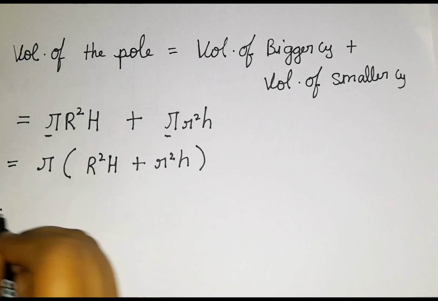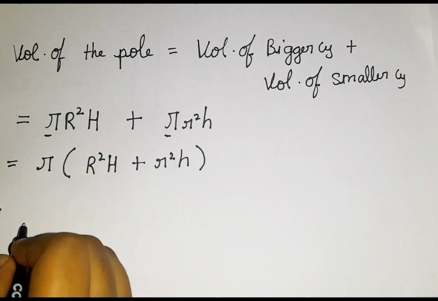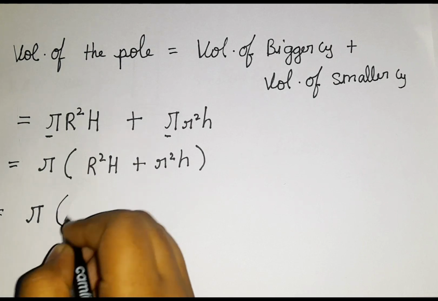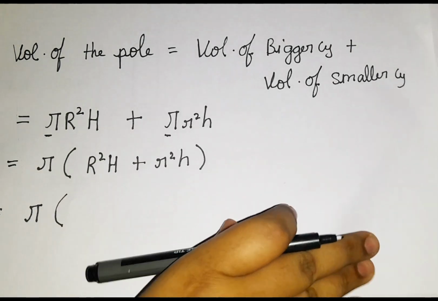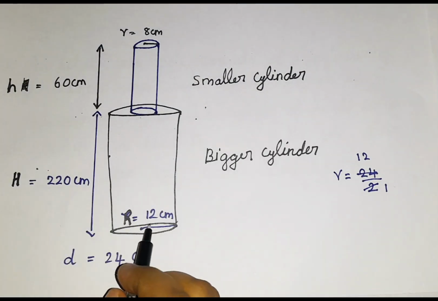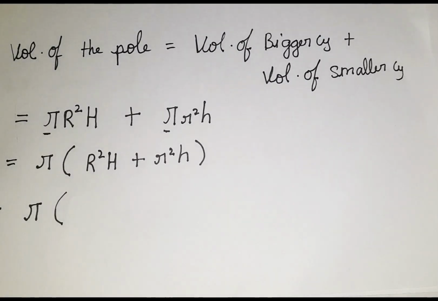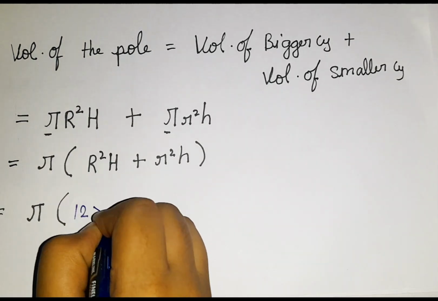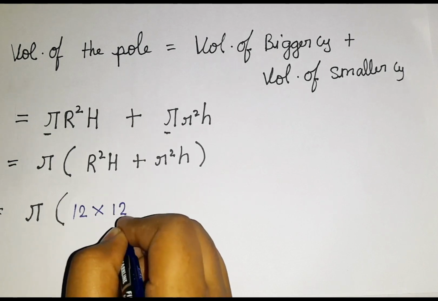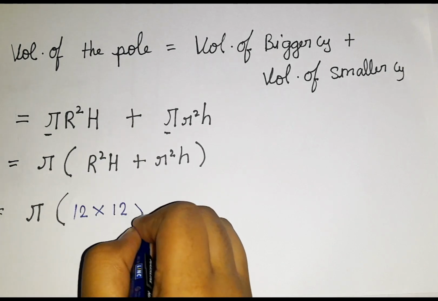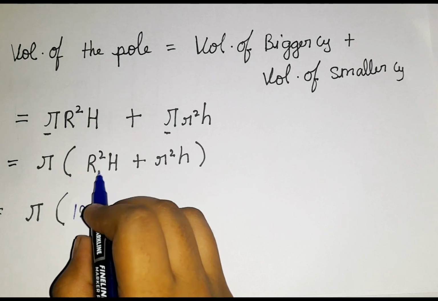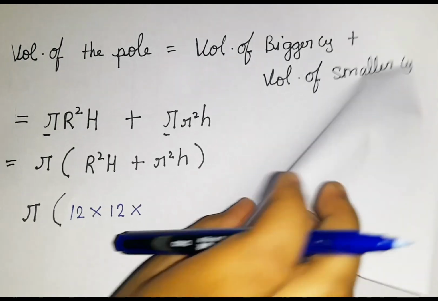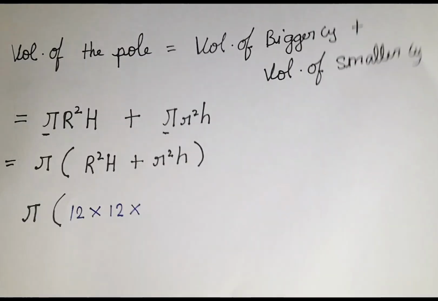Okay, okay guys, so now what we can do, now we can substitute the values. So we can write π as it is, and then what is capital R²? So the capital R value is 12 centimeter. So 12 into 12. Why did I write 12 into 12? Because R². Okay, and then into, so it is multiplication, right? Yeah, into, and then capital H. What is the capital H value? So the capital H is 220.